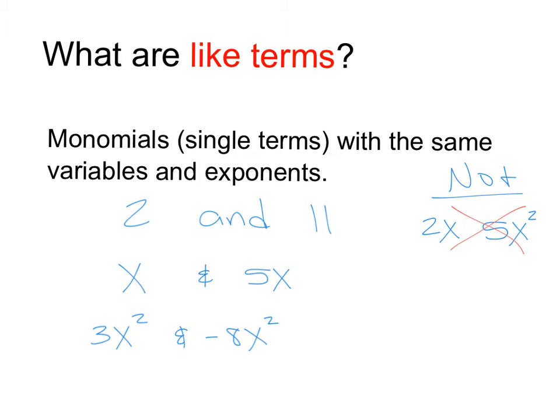Another good one that is a not would be 5xy squared and 7x squared y. So notice with this one, the exponent for the x is a 1 on the left one and a 2 on the right one. So these are also not, because the exponents are different for the two different variables. All right, so that's also a not.